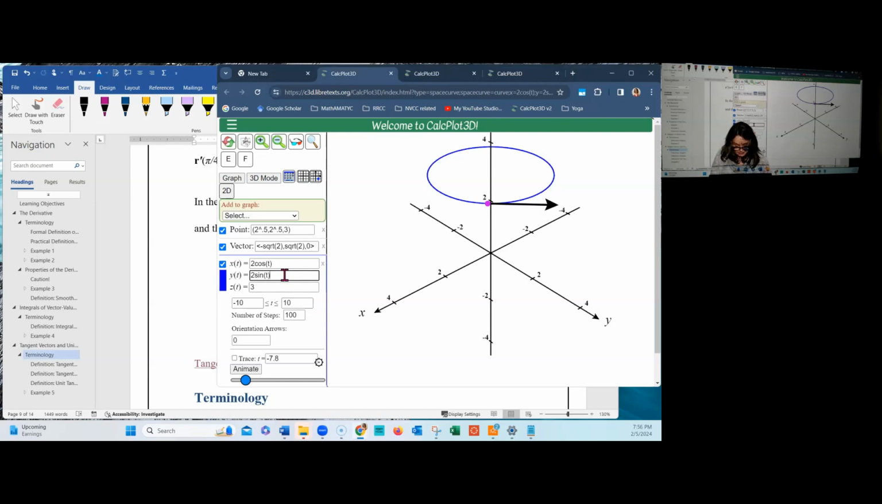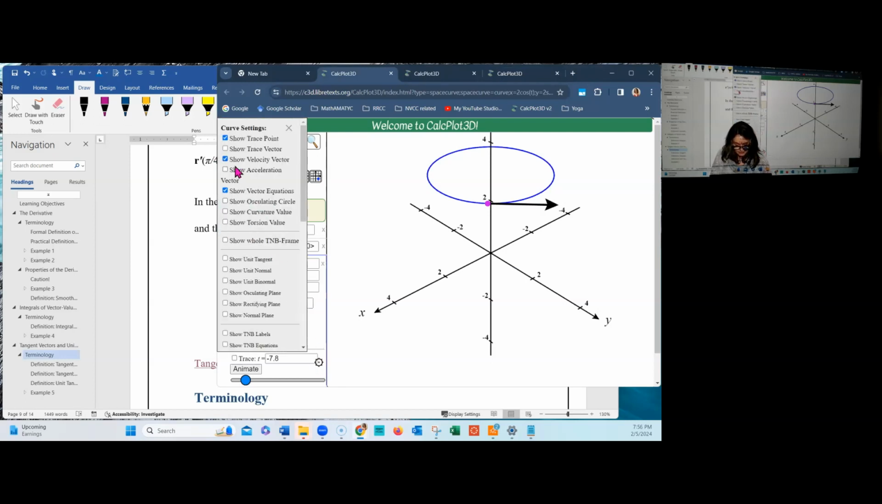Now, if you click in here and you want to see the unit tangent or the tangent vector, notice that what I have clicked is velocity vector. CalcPlot3D calls the tangent vector the velocity vector because if the vector valued function is position, the derivative of it is velocity. So it calls the first derivative the velocity vector. The second derivative would be the acceleration vector.